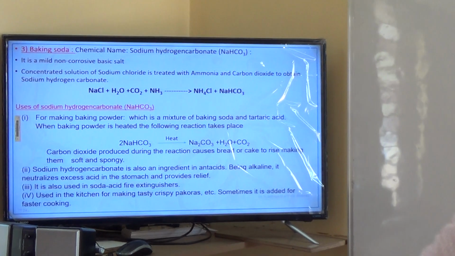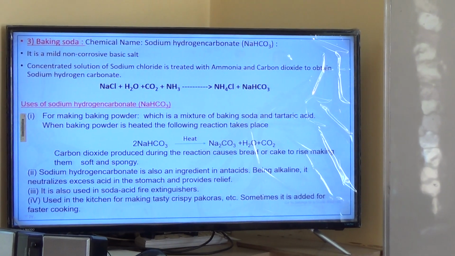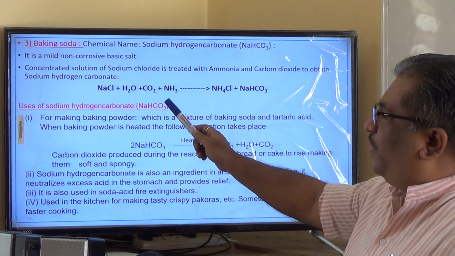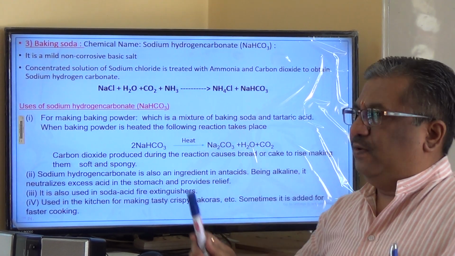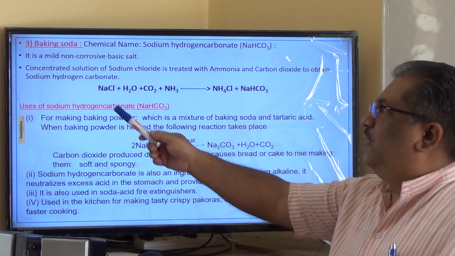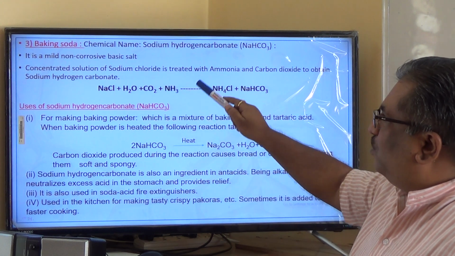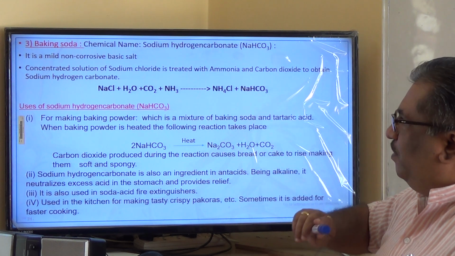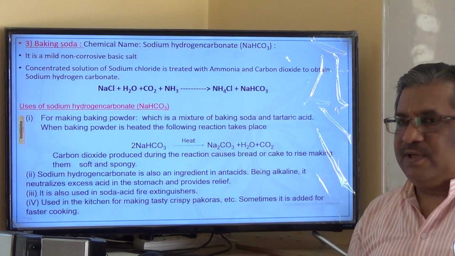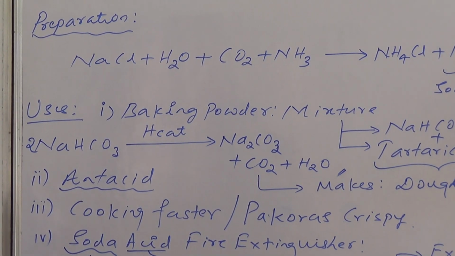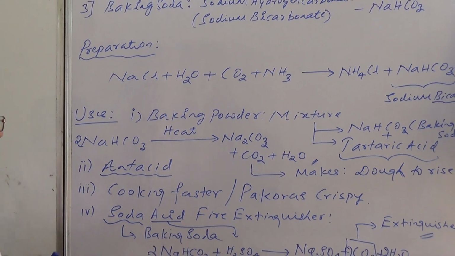Okay, so here all the details have been given. Very important is the preparation. Please follow the textbook chemical equations and reactions, and that is my advice to all of you. So when sodium chloride solution is treated with ammonia and carbon dioxide, sodium bicarbonate is produced. These are the applications. Please note down the contents. Okay, so can we go to the next salt now? I'll erase this.